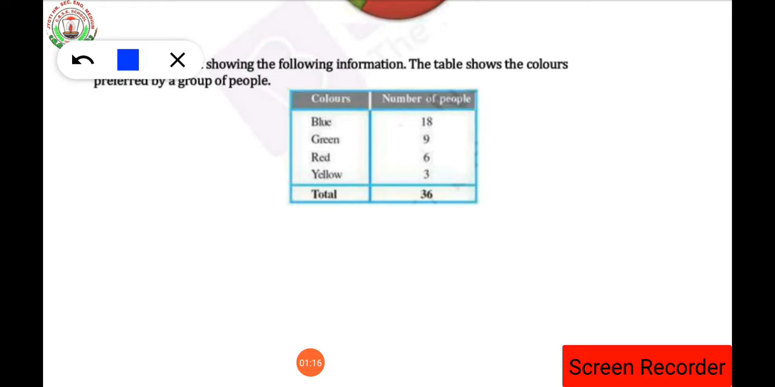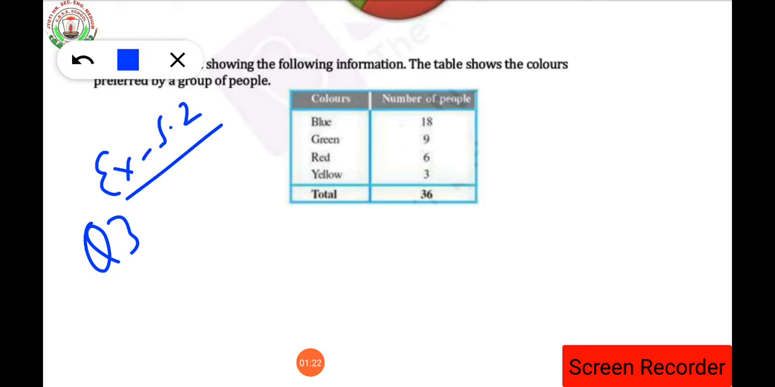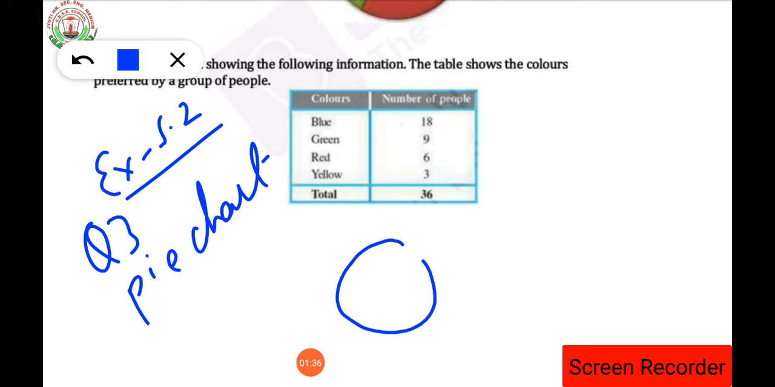So dear student, what we have to do in question number 3 from exercise 5.2, chapter number 5, data handling, is draw a pie chart. Pie chart, everybody knows? Okay. Before dealing with the pie chart, I would like to tell you that whenever we draw a pie chart, we draw it inside a circle.